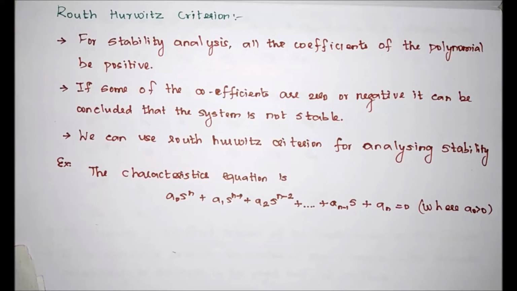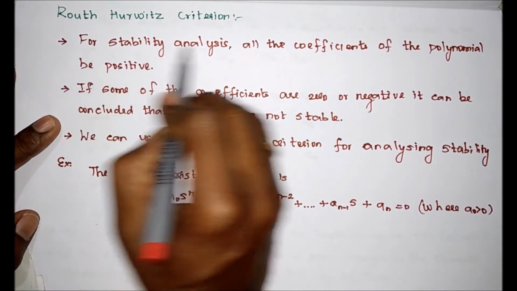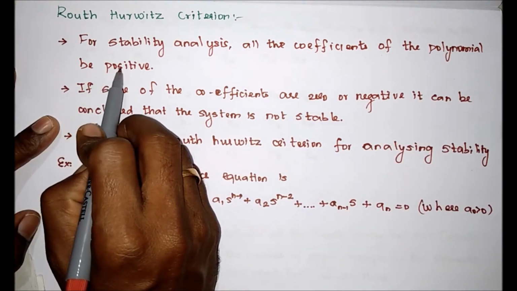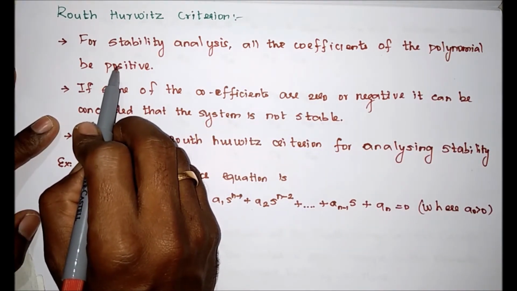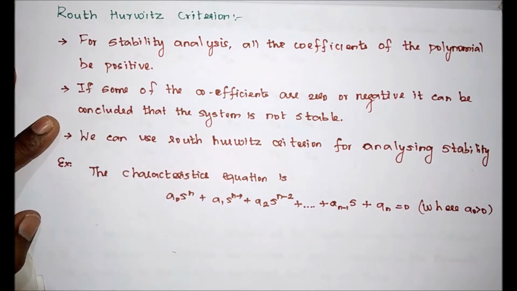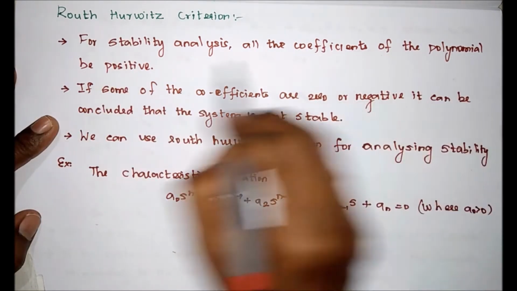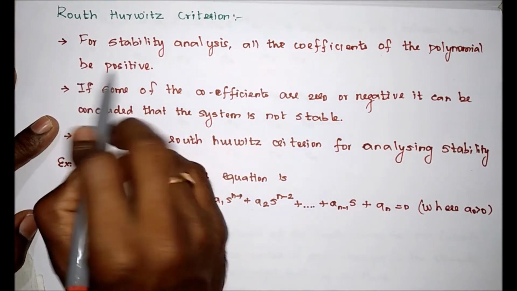In this video, we are going to see about Routh-Hurwitz criteria for stability analysis of a given system. Actually, for stability analysis, all the coefficients of the polynomial should be positive. Otherwise, if it is not positive, we can simply say it is an unstable system. For a stable system, all coefficients of the polynomial equation are positive.